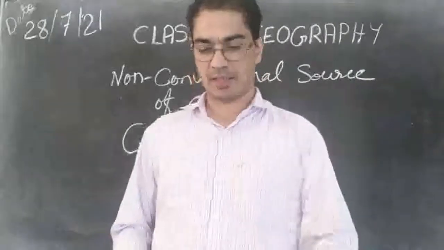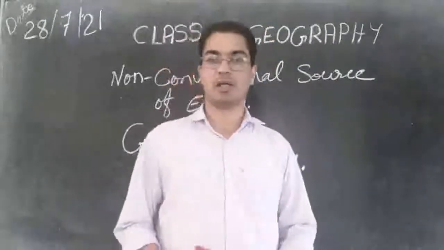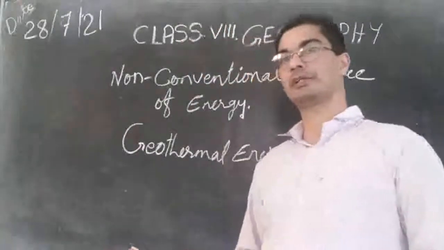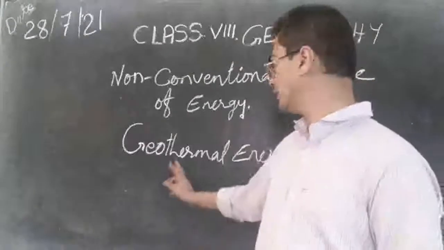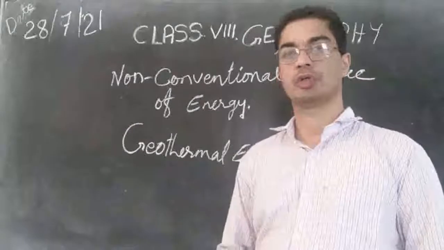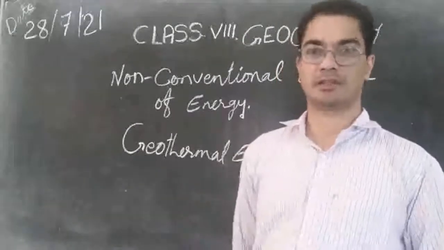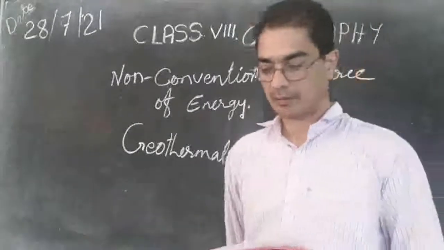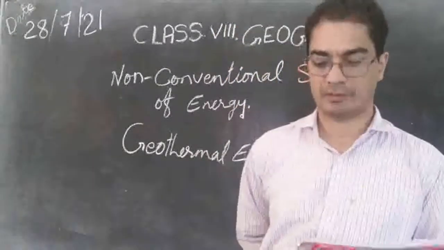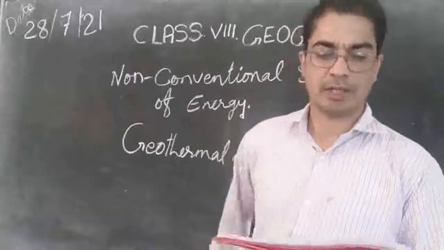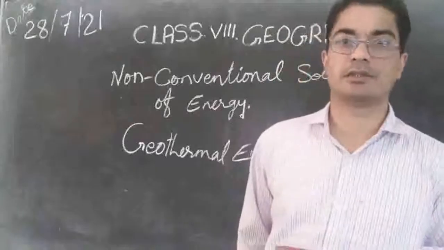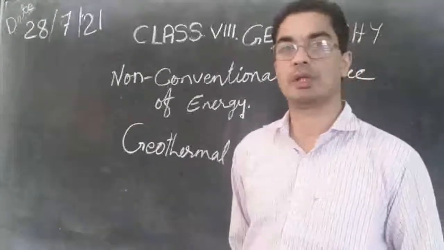We are almost at the end of this lesson, and today we shall deal with another type of non-conventional source of energy, that is geothermal energy. And geo means from the earth. So you can follow also in your textbook, page number 35. And heat energy obtained from the earth is called geothermal energy.